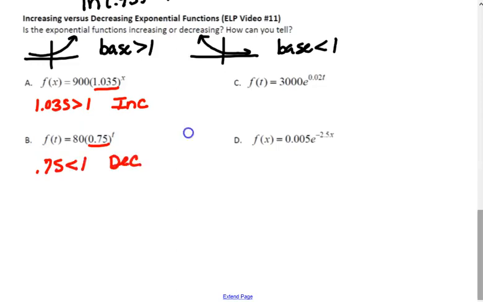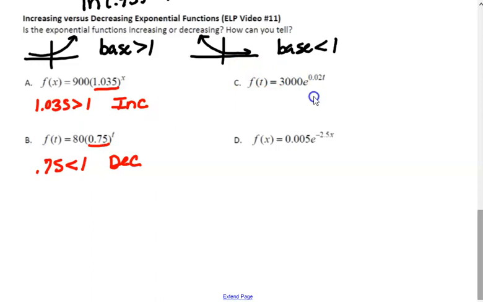And hopefully this should make common sense to you, because if I take the number 900 and multiply it by a number bigger than 1, it's going to get bigger. If I take the number 80 and multiply it by a number less than 1, it's going to get smaller, and it's going to keep getting smaller each time I multiply.